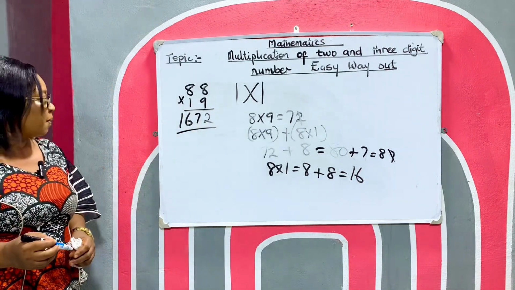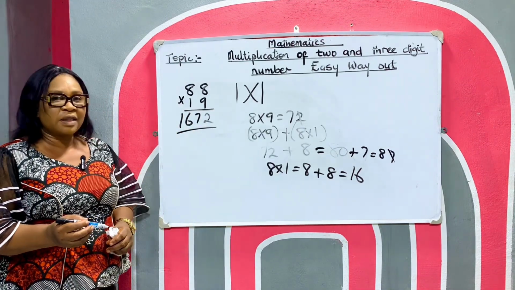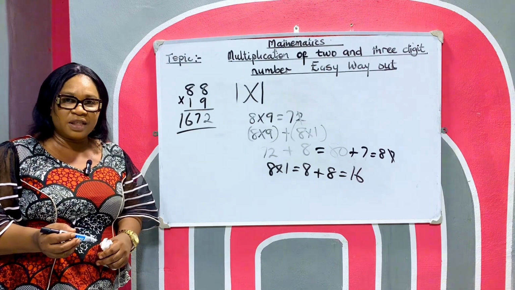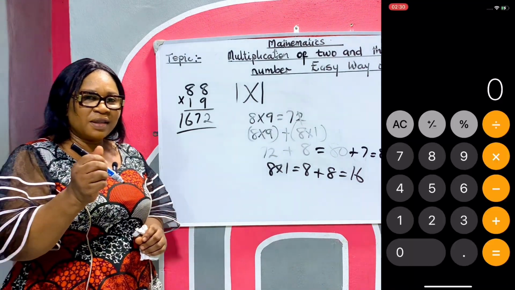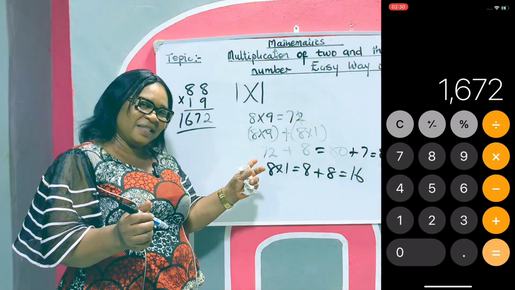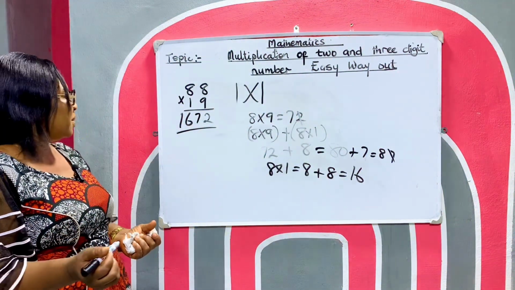So what is our answer? 1672. Let's get to the calculator. You see it? Correct? Thank you very much.